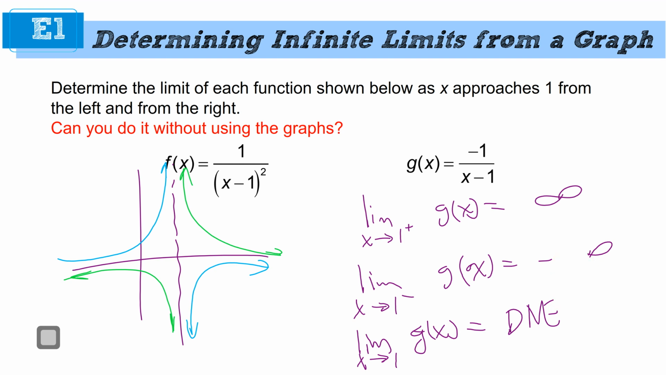1.001 gives you a positive on the bottom. Negative over positive is negative. Therefore, on the right-hand side of that asymptote, it's going to go down to negative infinity.